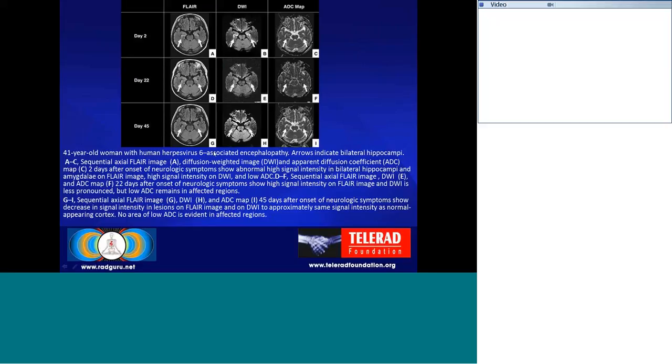This is a case of herpes virus 6 associated encephalomyelitis. We can see that on day 2, the abnormality is limited to the mesial temporal lobe, hippocampus, and gyrus. You can see the very bright signal on the diffusion, and there's corresponding hypointensity on ADC.